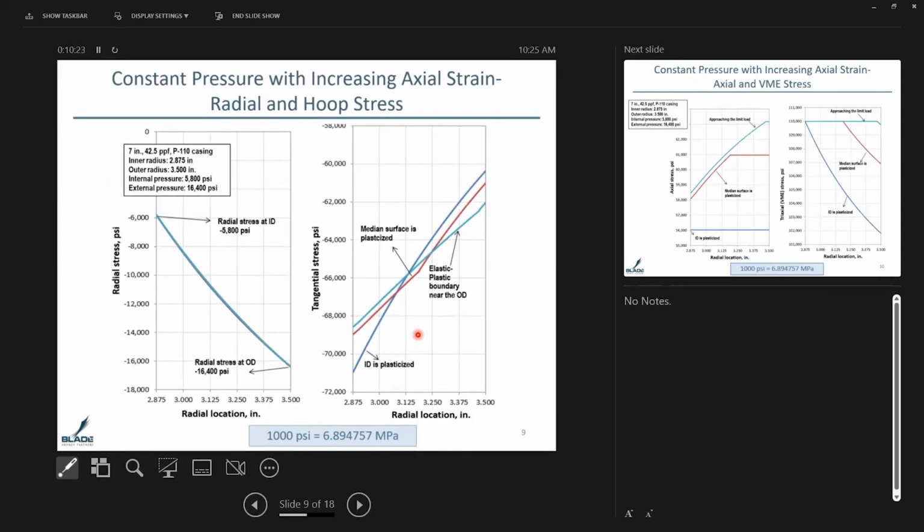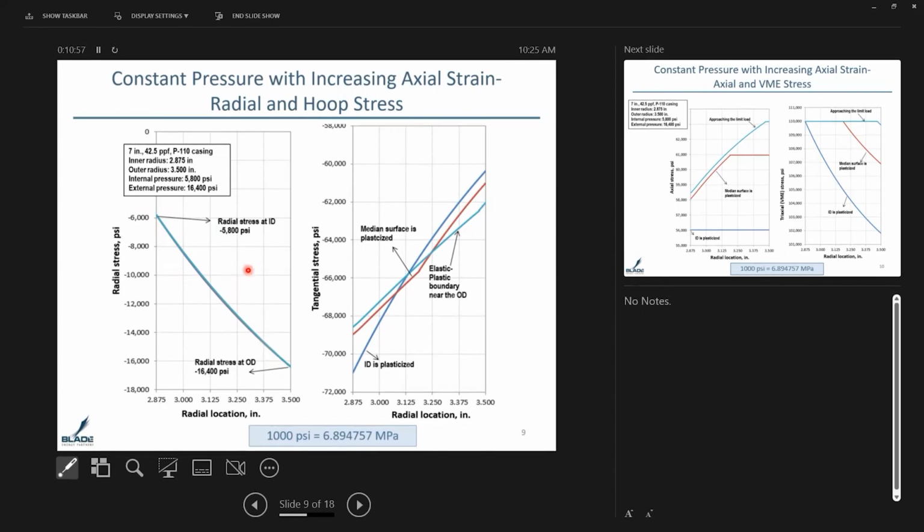So let's take a look at some typical solutions. Here is a casing, about a 7-inch casing with an ID of 2.875 inches. We have subjected it to an external pressure of 16,400 psi and an internal pressure of 5,800 psi. So the radial stress distribution is as it is. The radial stress distribution does not really change as you change the axial strain.